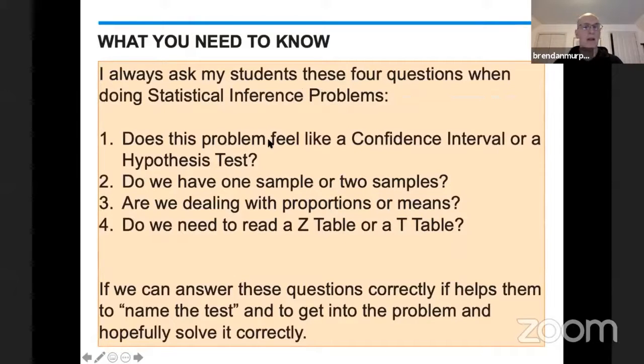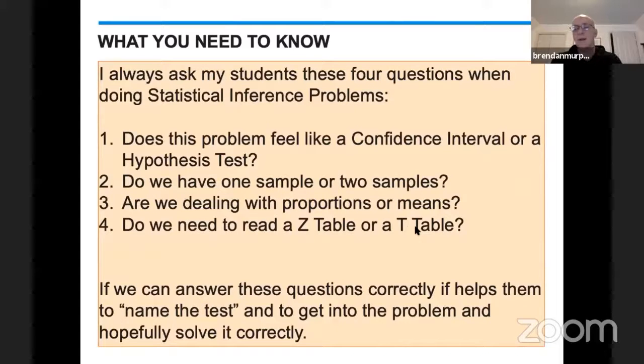So here are the 4 questions that I always ask my students anytime we're doing an inference. At this point of the year, if I had been in school with them the last month, they would honestly probably be sick of me and sick of these 4 questions. Does this problem feel like a confidence interval or a hypothesis test? Do we have 1 or 2 samples? Are we dealing with proportions or means? I like to say, which highway are we on, the proportions or the mean highway? Once we get on that highway, we don't get off it on that problem. And do we need to read a Z table or a T table? Again, your teachers may have shown you how to do it on the calculator, which is perfectly fine. I'm a little old school.